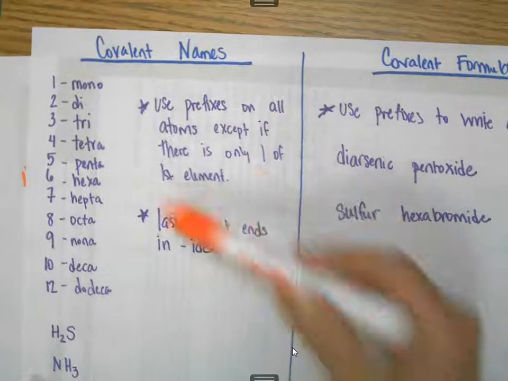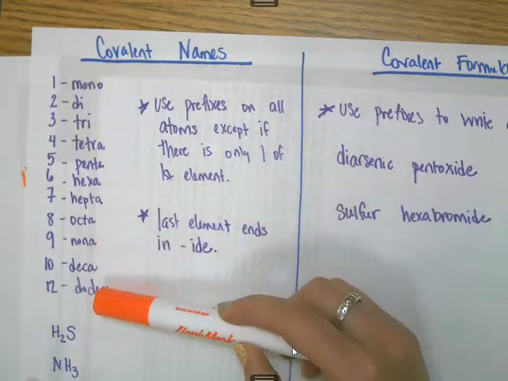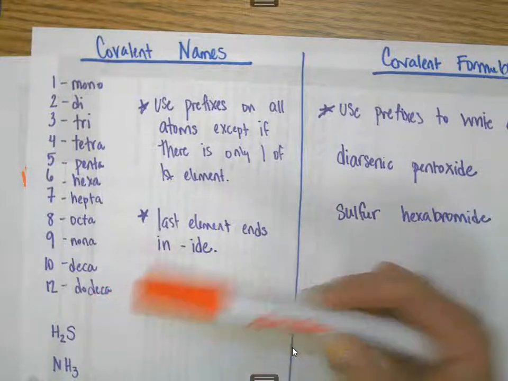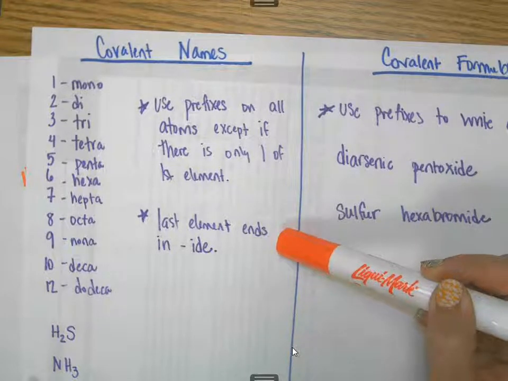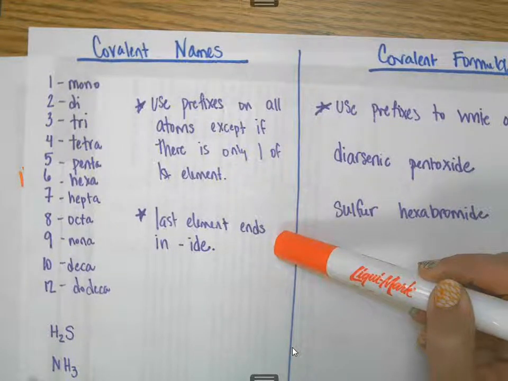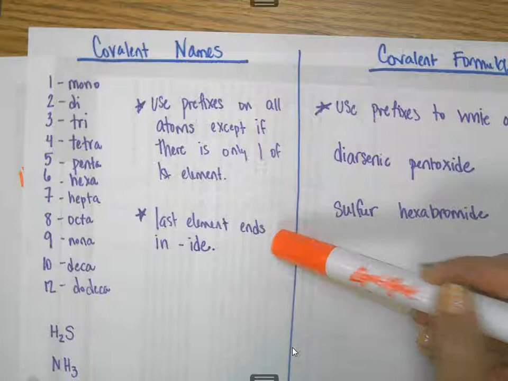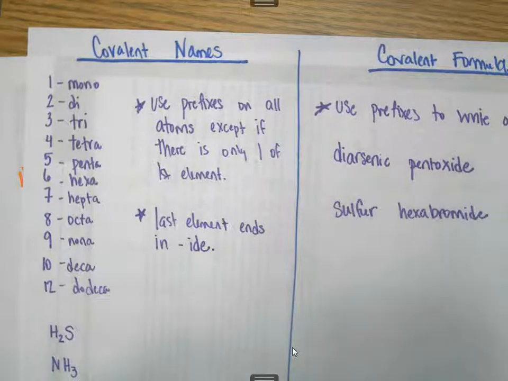That means that you're going to have to memorize all of these prefixes. Most of them you should be familiar with, but it comes down to just simply knowing them. The second thing that you need to know is that the last element ends in IDE. So if I do a couple of examples of this, here's the first one.